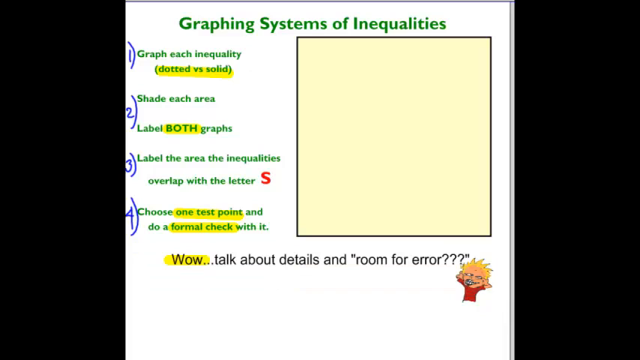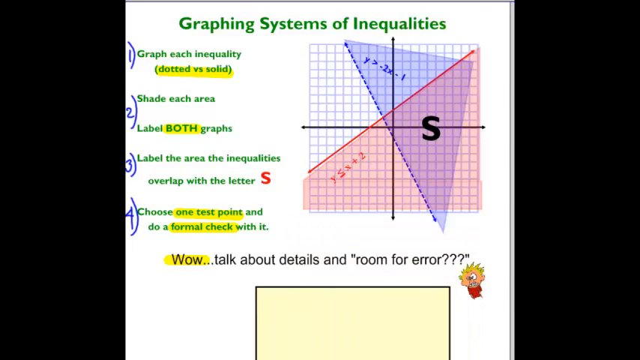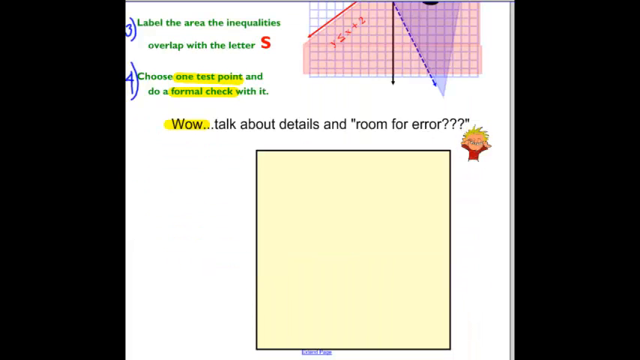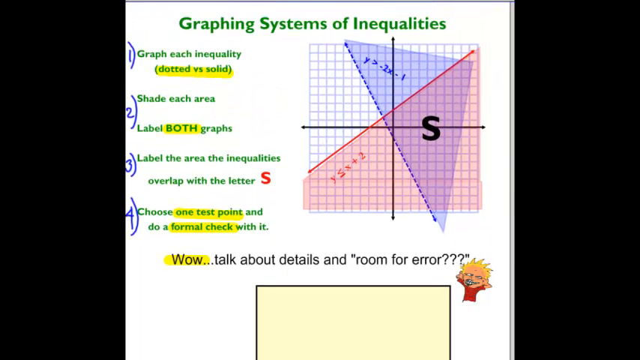Now, what does that mean? It means there's a lot of details and there's quite a large margin of error here. You need to pay attention to everything. A final answer looks like this. This is not the first example on your sheet. This is just, oopsie, a practice problem.